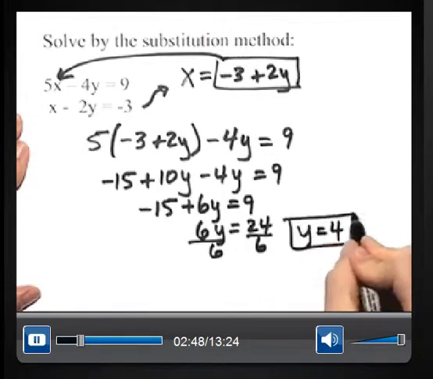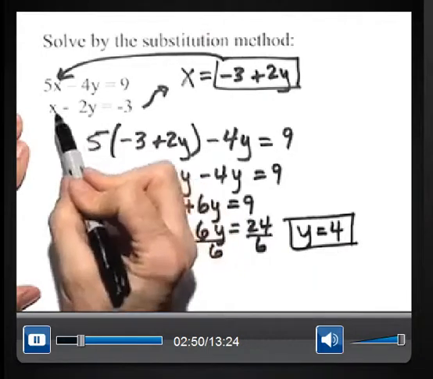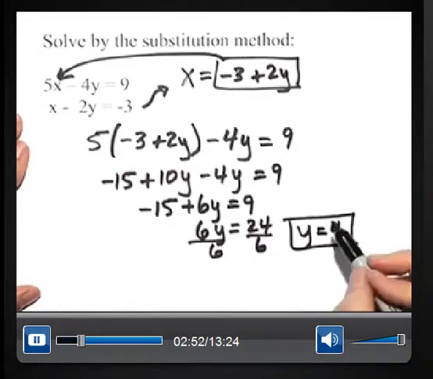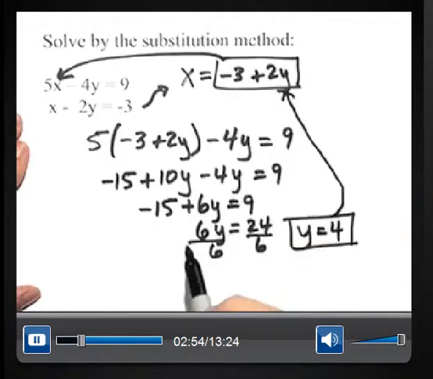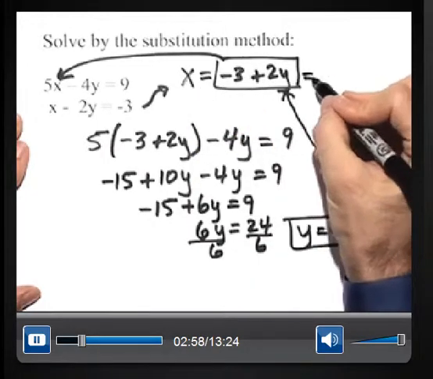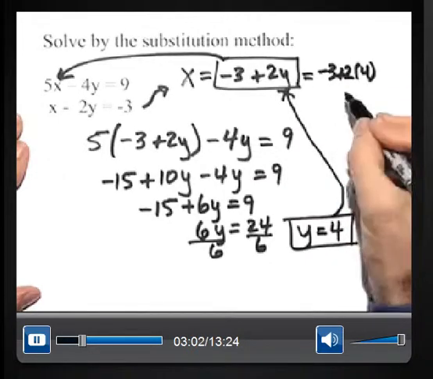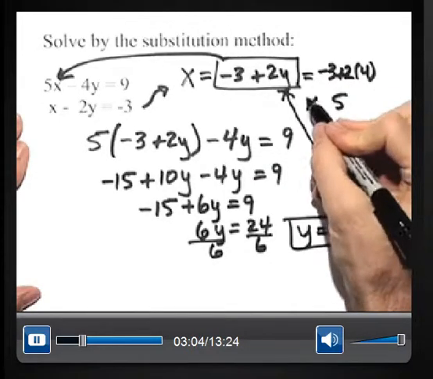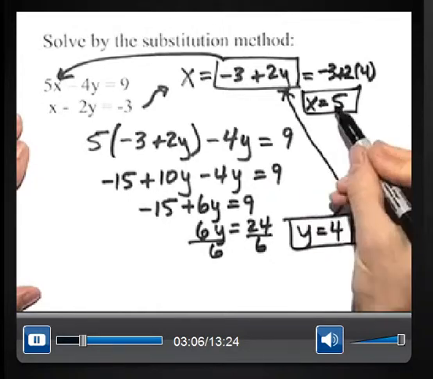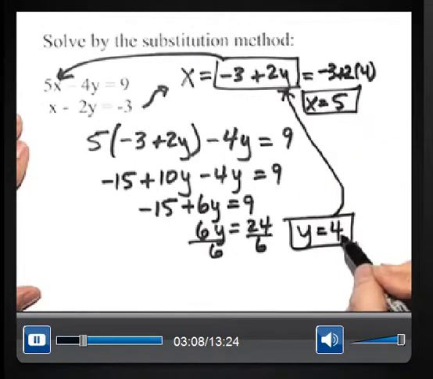But remember, we're not done because our goal is to find both x and y. So now if we substitute y back into our original equation where we solve for x, we'll see that x is equal to negative 3 plus 2 times 4, which is going to be 5. So now we have our answer. We know that our answer is 5 for x and 4 for y.